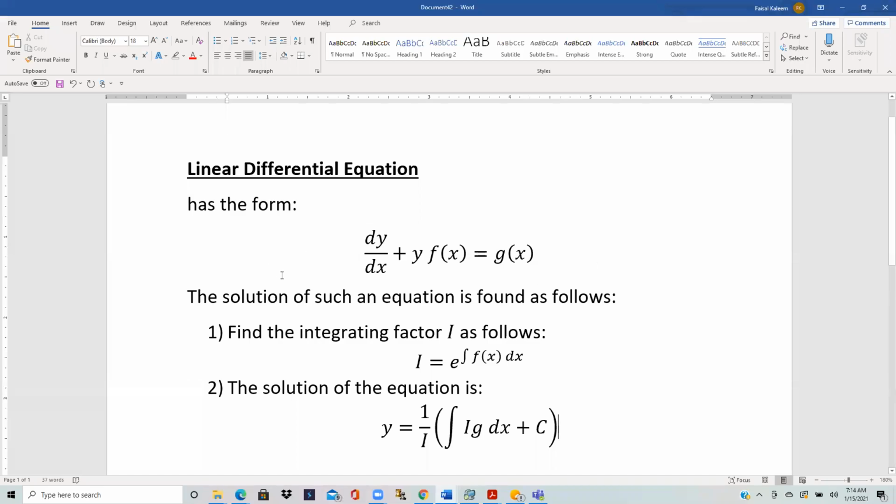So this section is about linear differential equations. A linear differential equation has this form: dy over dx plus y f(x) equals g(x). Now you could also have the roles of x and y reversed completely. You could have dx over dy plus x f(y) equal to g(y).